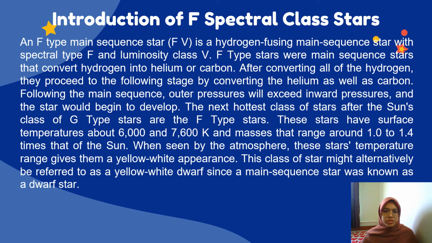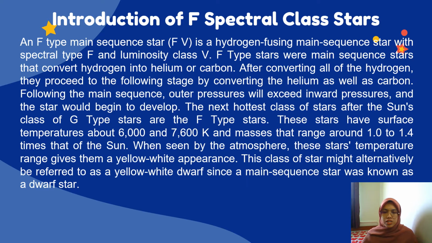Introduction of F-Spectral clusters. An F-type main sequence star is a hydrogen-fusing main sequence star with spectral type F and luminosity class V. F-type stars are main sequence stars that convert hydrogen into helium or carbon. After converting all of the hydrogen, they proceed to the following stage by converting the helium as well as carbon. Following the main sequence, outward pressures will exceed inward pressures and the star will begin to expand.